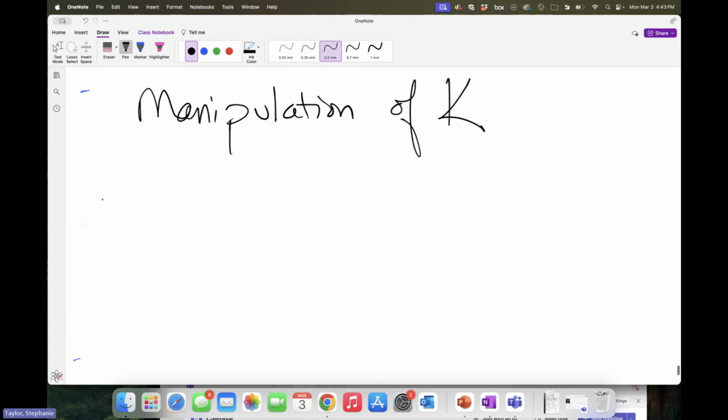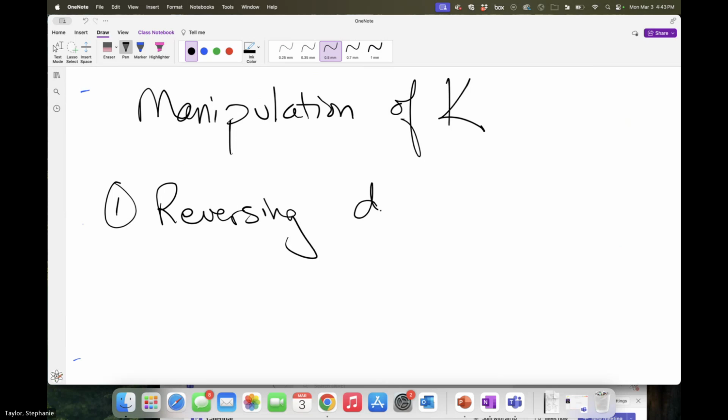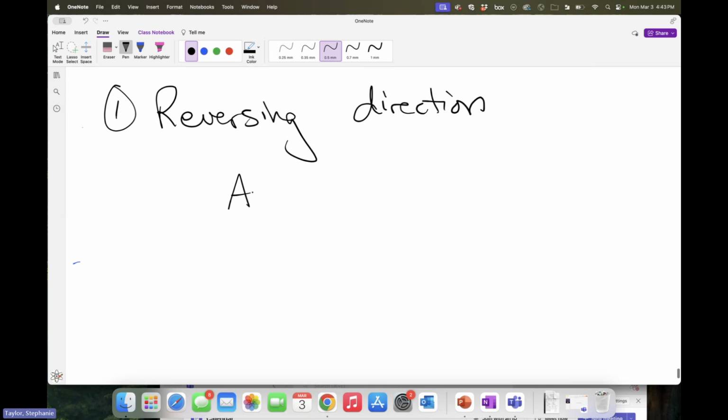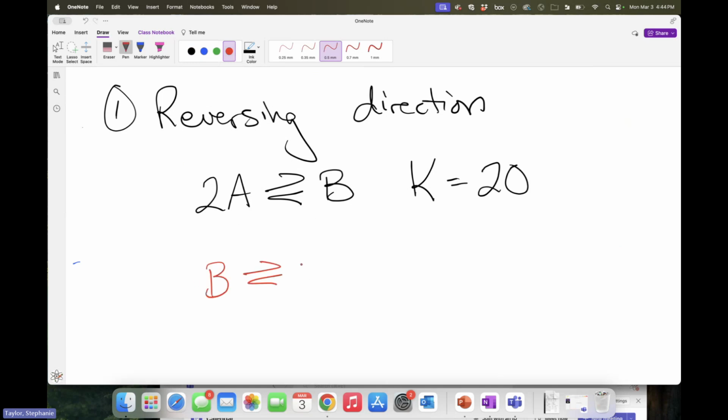So the first one is reversing the direction. This is one where if I have 2A in equilibrium with B, and I tell you that the K value is, I'm going to go with 20, but I reverse the direction of the reaction, and I now tell you that I would need B in equilibrium with 2A. What is my new K value? New K value is just 1 over 20, right?